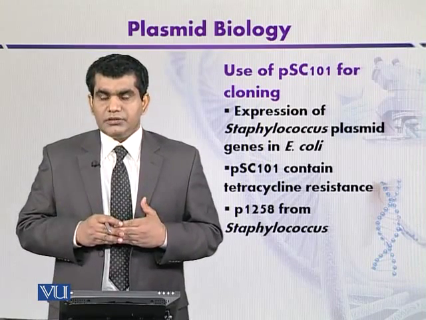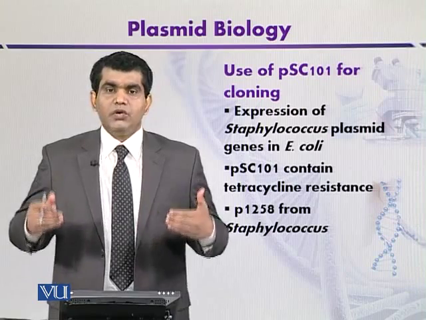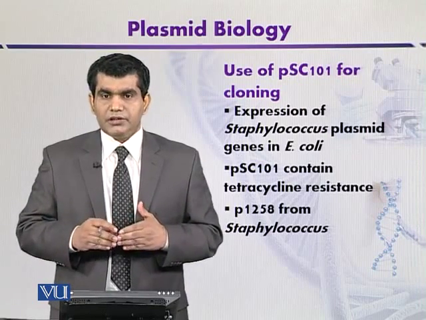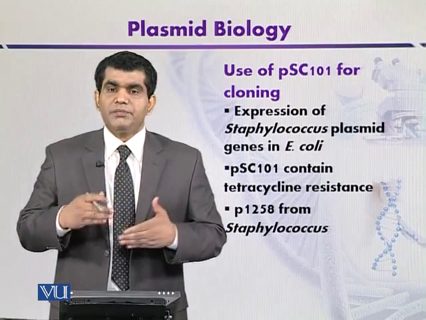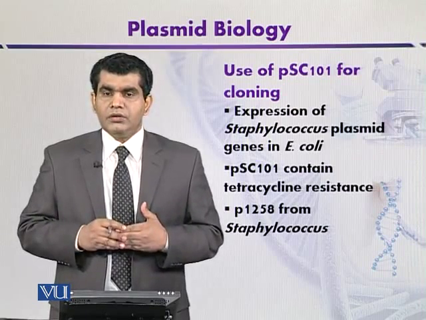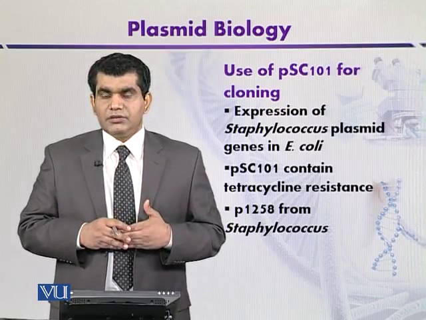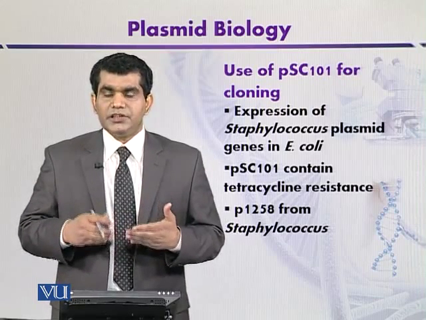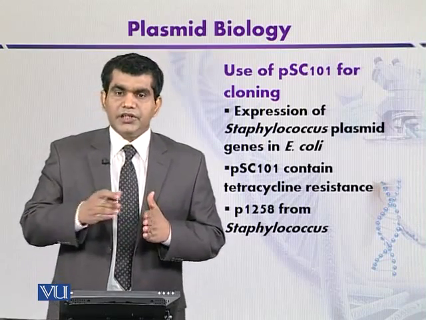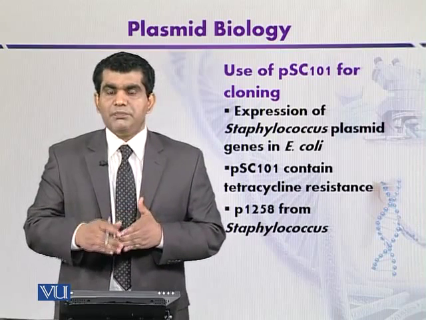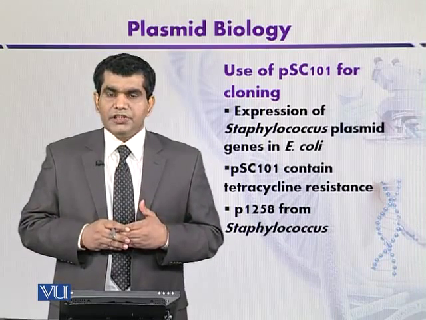So the plasmid DNA from pSC101 can be digested with EcoRI restriction enzyme, and similarly the plasmid of Staphylococcus can also be fragmented by using EcoRI. When they are ligated together, then the transformants can be screened for the presence of antibiotic resistance genes, that is tetracycline from pSC101 and ampicillin from pI258. How is it possible?